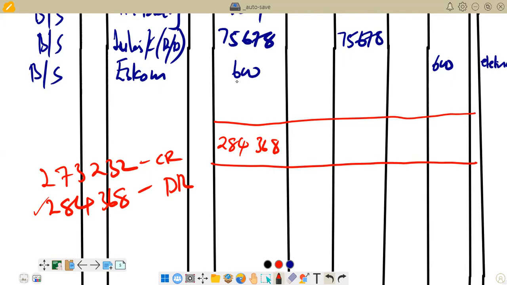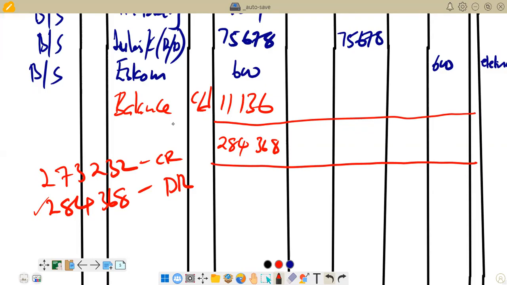This total also, that's where we're going to put it. Then the difference between the big and the smaller total will now come here. Remember, the credit is the smaller side. So where we have the smaller side, we are going to have our balance CD. So here we put our balance CD, the difference between the two totals: 284,368 minus 273,232. The difference that we are supposed to get there is 11,136.